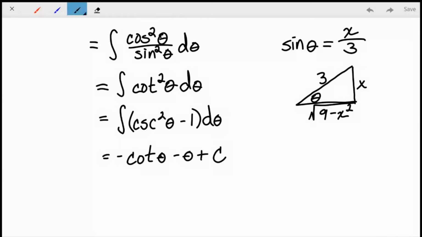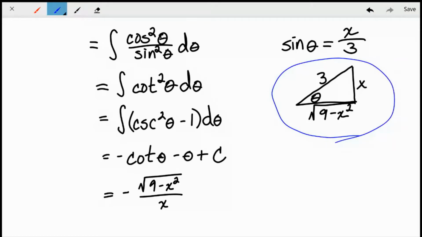Okay, so now I'm just going to substitute into this. Cotangent, remember, is the same as, tangent is opposite over adjacent, so cotangent would be adjacent over opposite. So I have negative square root of 9 minus x squared over x. All I'm doing is looking at this right triangle over here and using trig ratios to come up with what cotangent is.